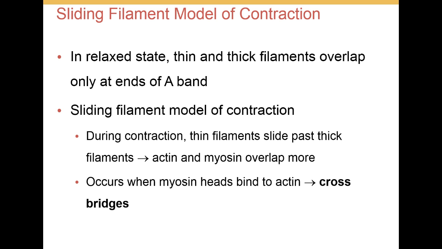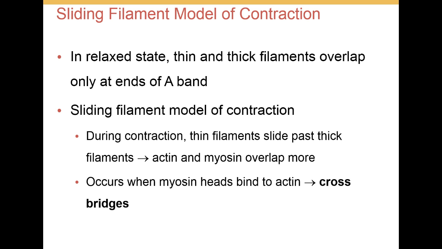So in the relaxed state, the thin and the thick filaments only overlap towards the ends of that A band. There's only a little bit of overlap between thin and thick filaments. In the sliding filament model, the thin filaments will slide past the thick filaments, so that means that the actin and the myosin overlap even more.